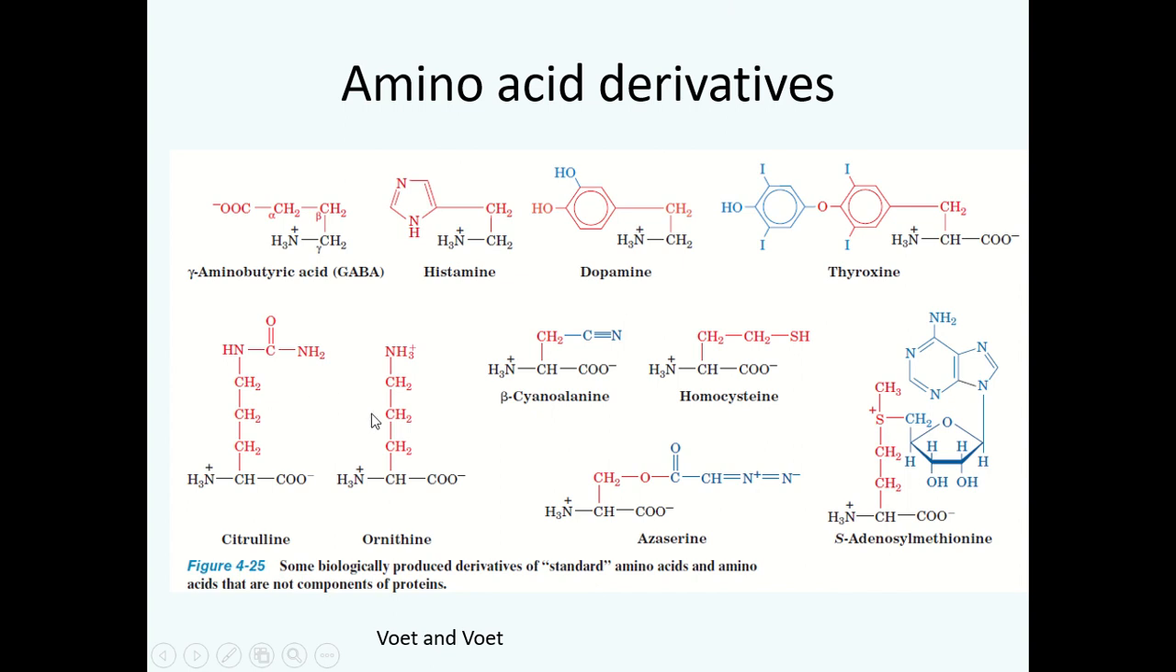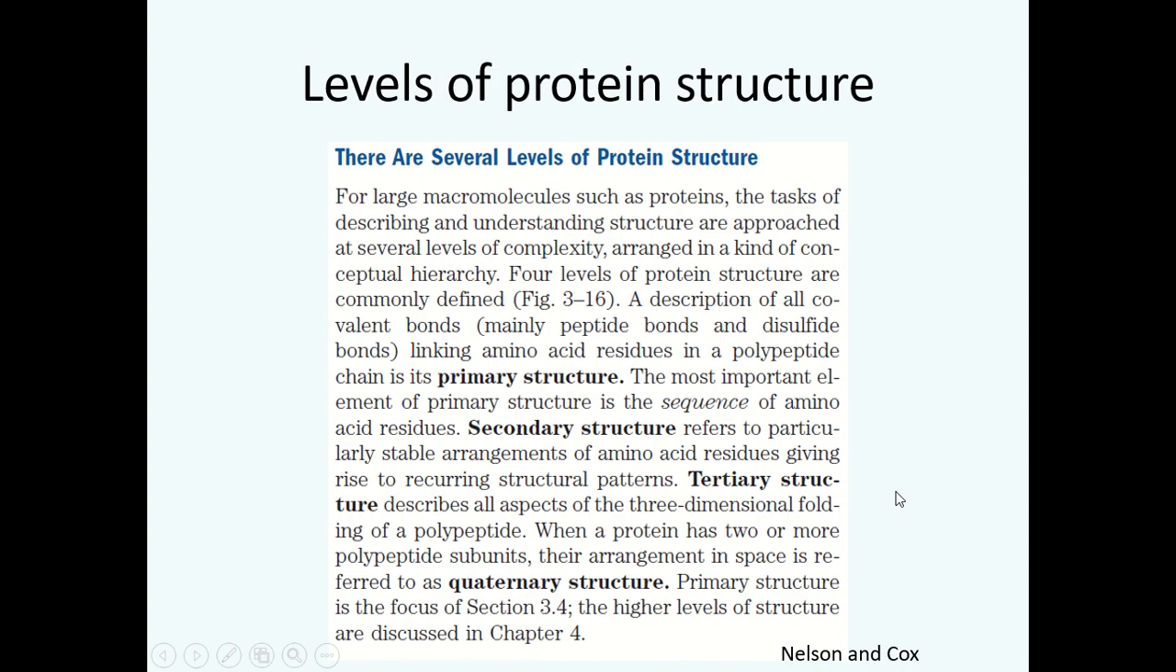Citrulline and ornithine are compounds related to arginine and they are important intermediates during the production of urea. Urea is a nitrogenous waste compound which is filtered by the kidney. S-adenosylmethionine is a derivative of the amino acid methionine. S-adenosylmethionine acts as a donor of methyl groups during several important physiological chemical reactions. So amino acids are not only the building blocks of proteins, but the derivatives of amino acids are important for many physiological functions. So amino acids are joined by the ribosome through peptide bonds to form proteins.